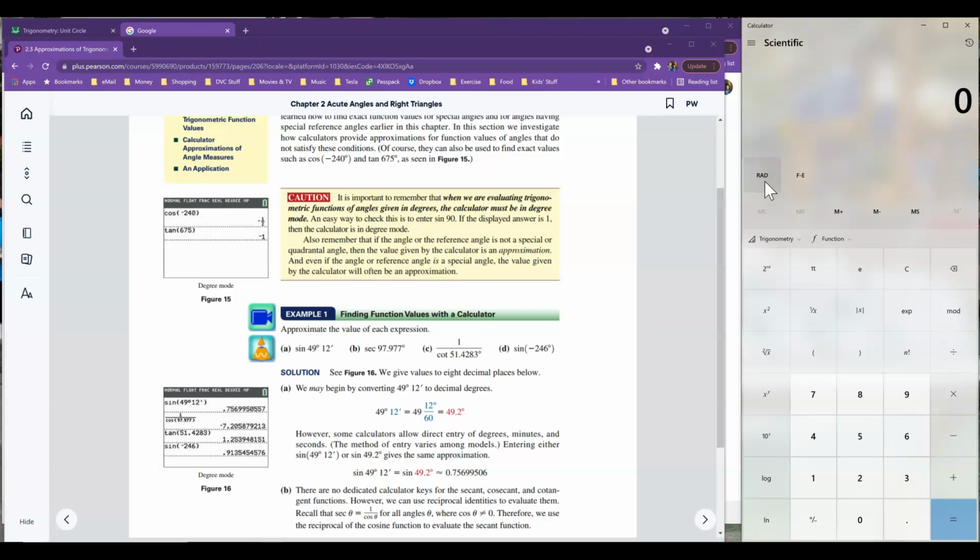But I want to, for now, go to degrees. I click again, I go through something called gradient, and then I'm going to go back one more time and I get to degrees. So when this says degree here, then I'm in degree mode.